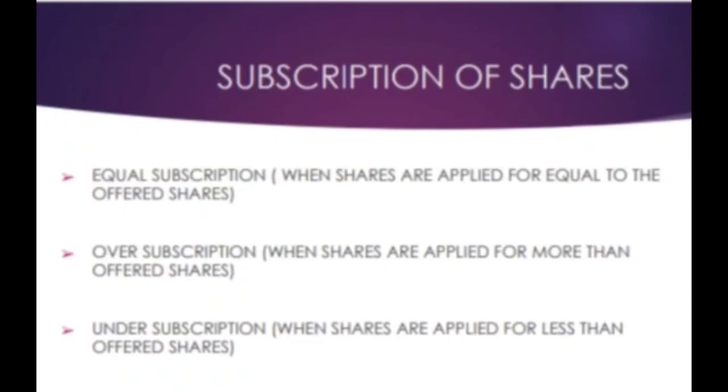Subscription of shares is classified into 3 main categories: equal, over and under. Now what are those? Let's have a look. Equal subscription means the company receives applications equal to the offered shares. Number second, oversubscription, when share applications received are more than the offered shares. Number third, under subscription, when shares are applied for less than the offered shares. So what happens in the accounting? Now let's have a look.